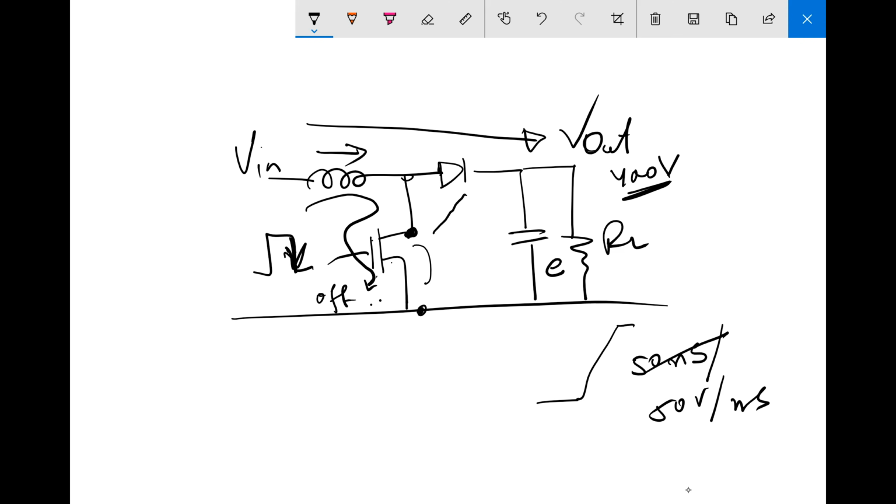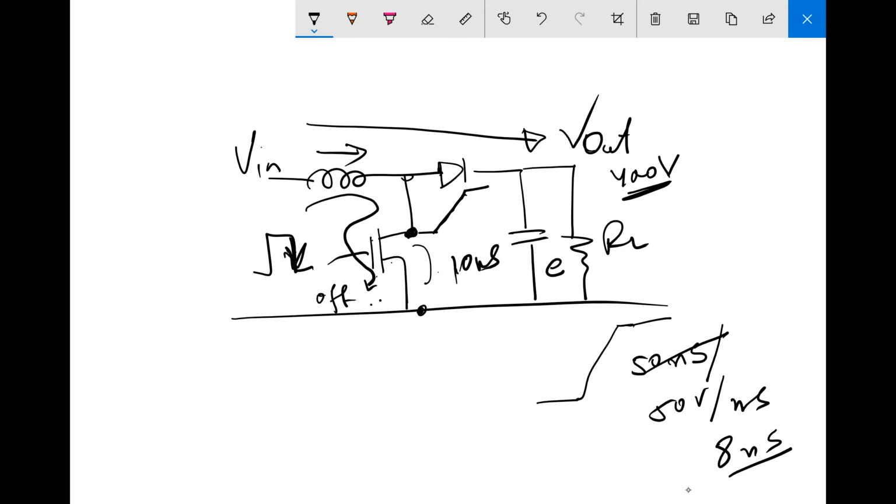So 400 volt is like 8 times this, which is 8 nanosecond. This is what it means. So it says that you should not go faster than 10 nanosecond for this span here.